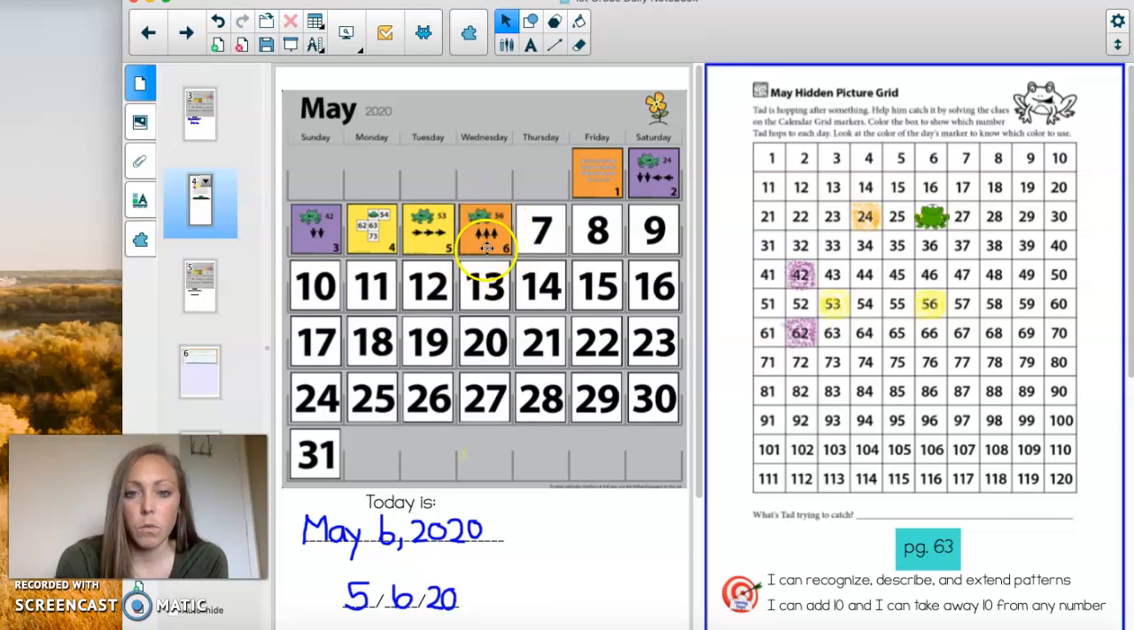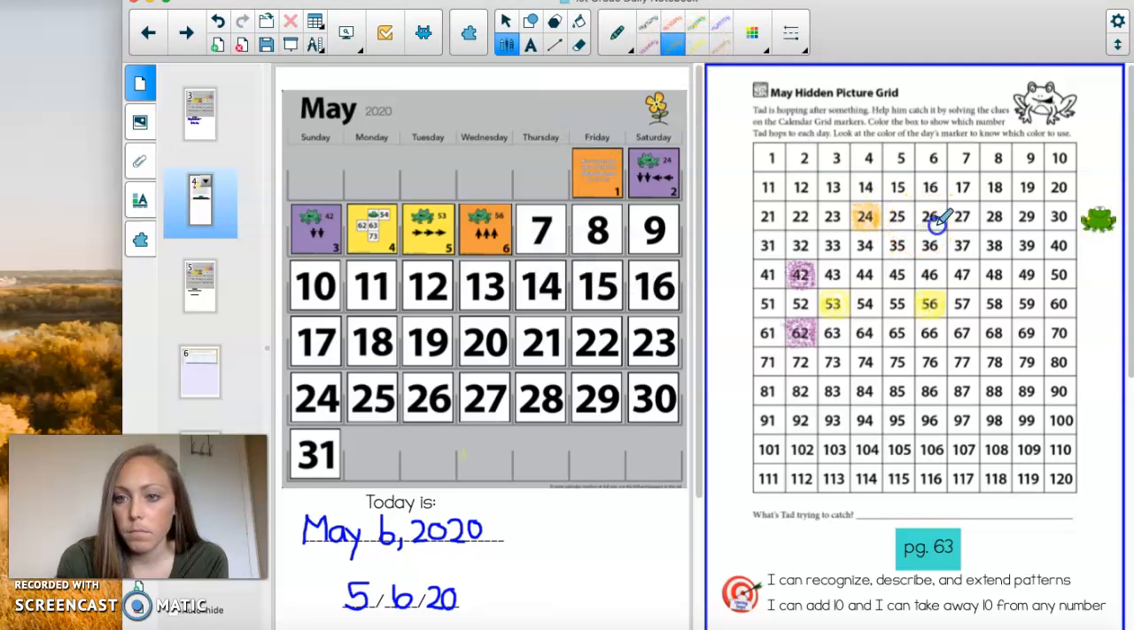So now you need to get out your orange crayon, and on page 63 in your number corner notebook, you're going to be coloring in number 26 with orange. So I'm going to be working on that right now. You should be doing the same thing with me. Remember, we're making a hidden picture that Tad is helping us discover. Can't wait to see what it is. All right, so make sure you have your 26 all colored in. That's where Tad ended today.